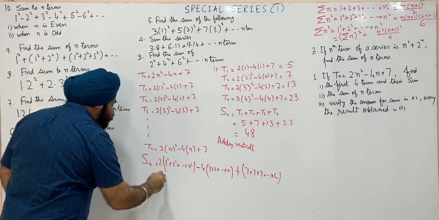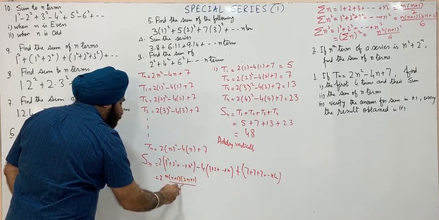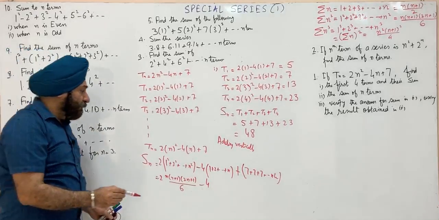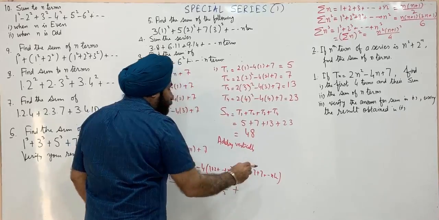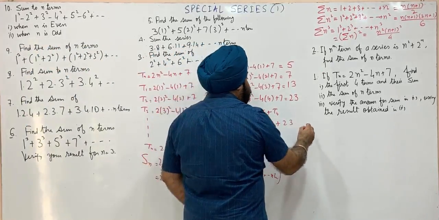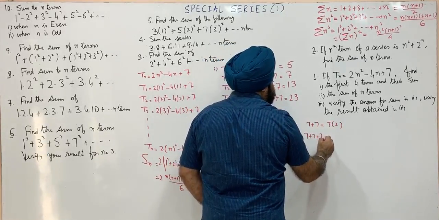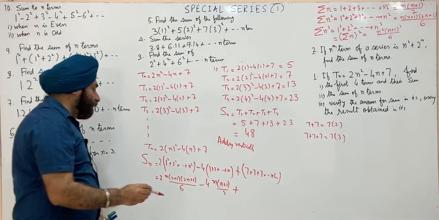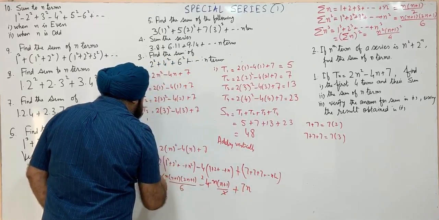Now this result is here. So this is sigma n square, n into n plus 1 into 2n plus 1 upon 6, minus 4 into 1 plus 2 plus 3 up to n, which is sigma n, n into n plus 1 by 2. And what is 7 plus 7 plus 7, n times? 7 plus 7 two times is 7 into 2. 7 plus 7 plus 7 three times is 7 into 3. And 7 plus 7 plus 7, n times, will be 7 into n. So this is 7 into n.